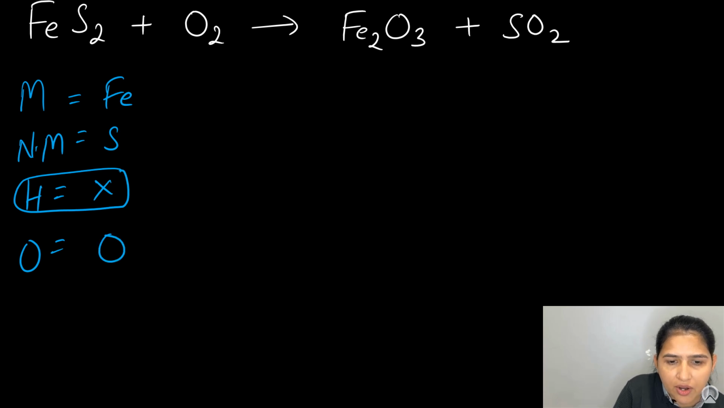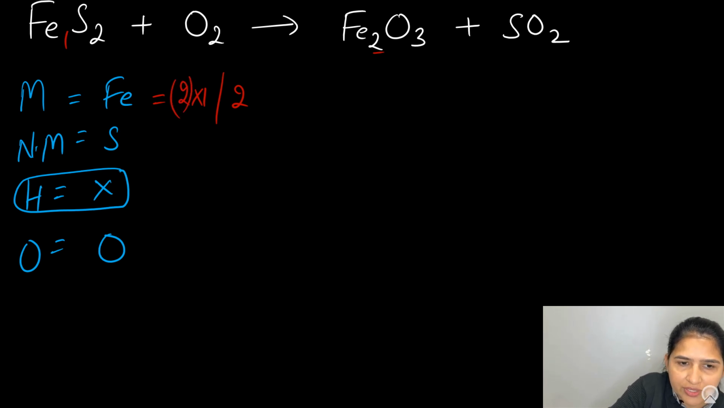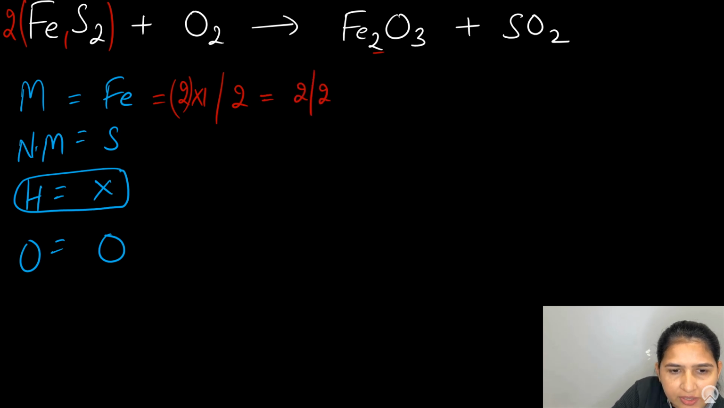We are having oxygen. Okay, let's count it. I am having only 1 iron on left, while I am having 2 iron on right. To make it the same, I will make it times 2 on left hand side. Now you know, as it's a molecule, you can say it's a compound, so I can write down 2 here. By doing it, I will get the same number of iron on both sides.